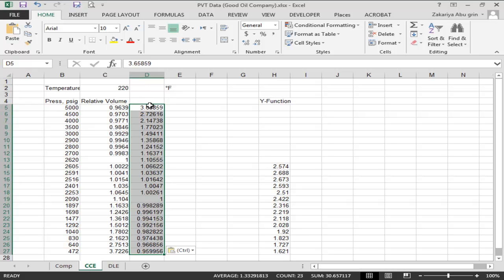But we copy the values now and we need to rearrange them, because the software takes the values from the lowest pressure to the highest, and here we show the results from the highest to the lowest. So we have to reverse this. This is easy inside Excel.